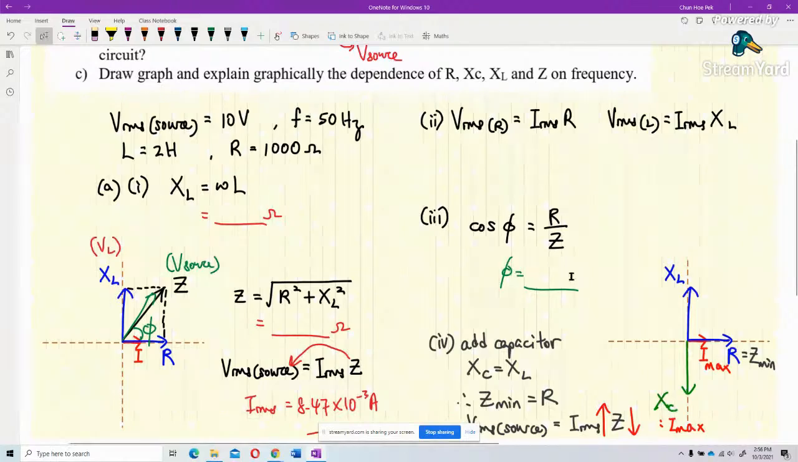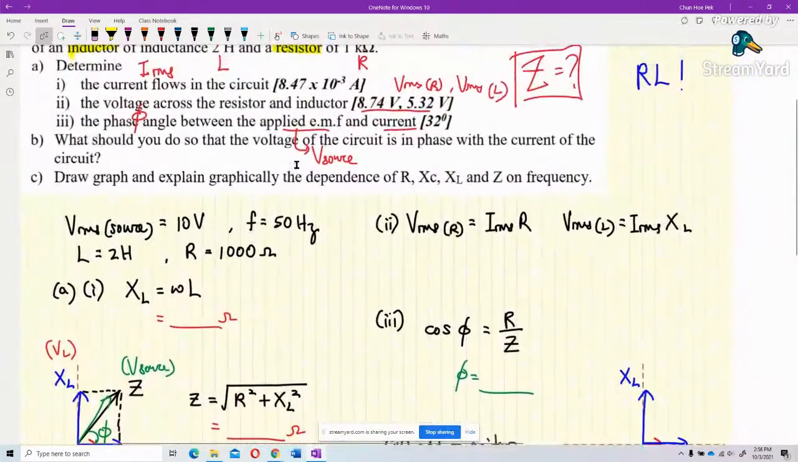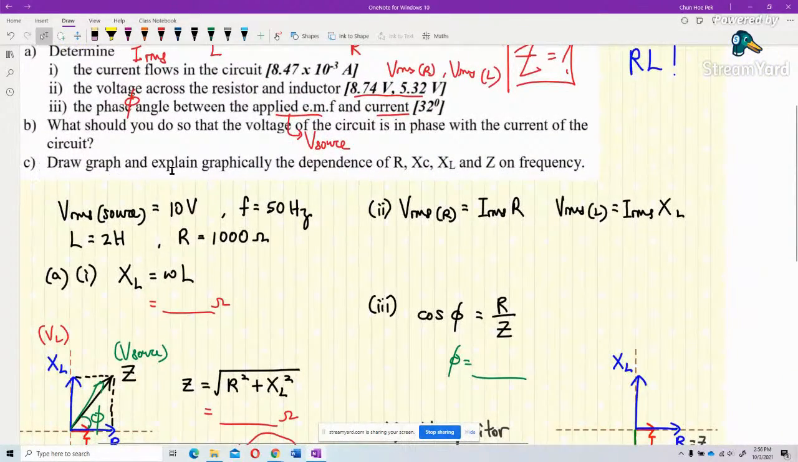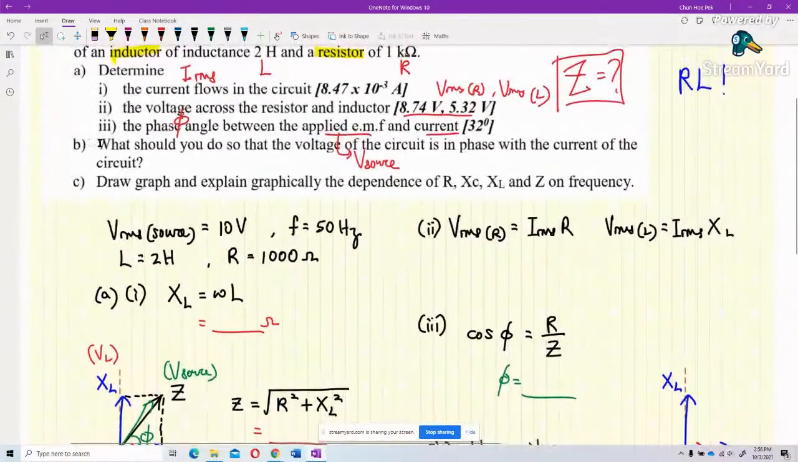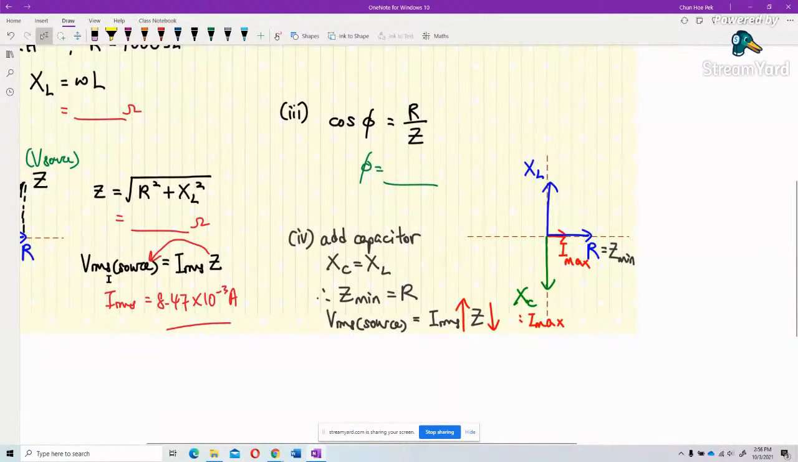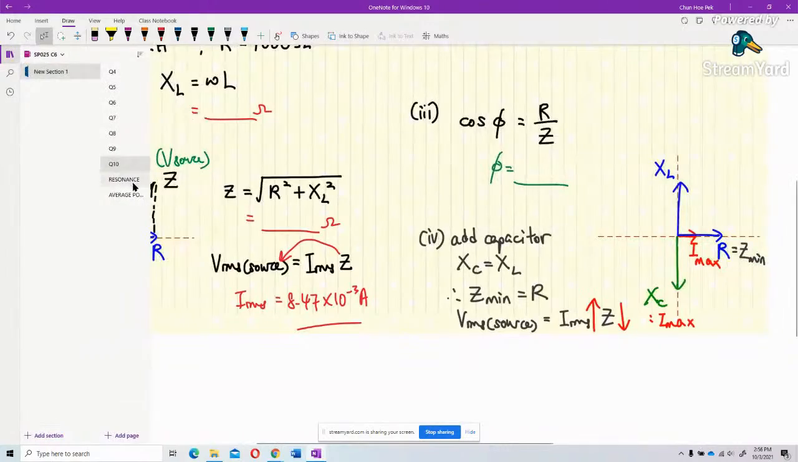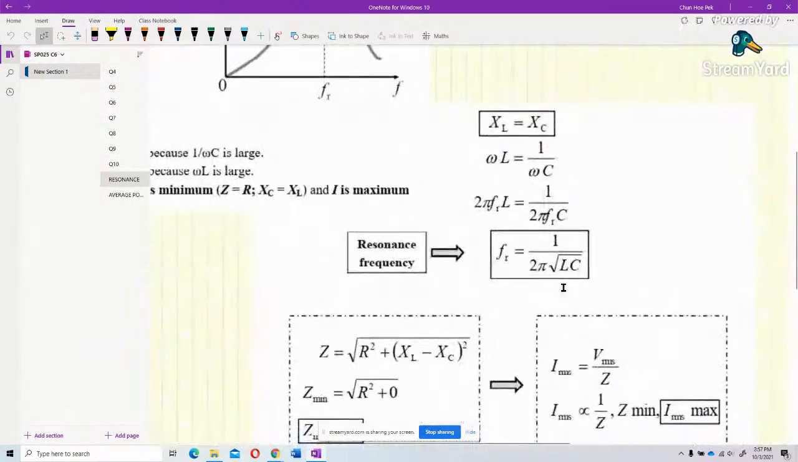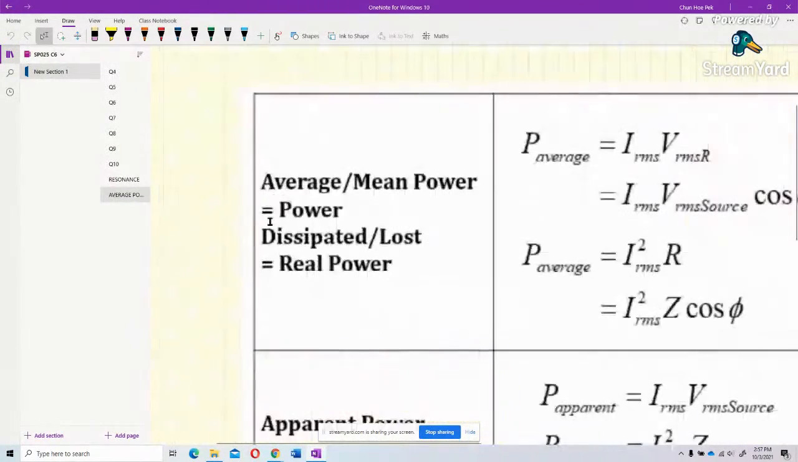Okay. That's it. Now, the last questions before we go off: draw the graph and explain graphically the dependence of R, XC, XL, and Z. No, question B: what should you do so that the voltage of the circuit is in phase with the current of the circuit? Okay, in phase, we'll talk about resonance. I don't think I have time to explain resonance, but actually it is very simple, and average power. I will leave this question for the next lesson.